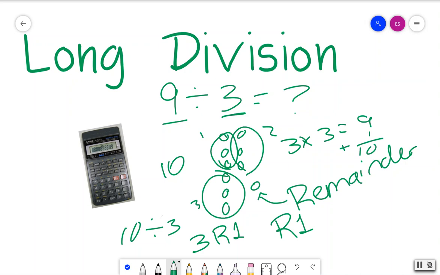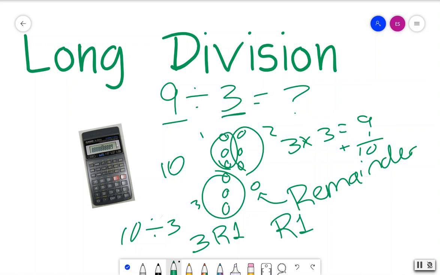So long division is basically that exact same process of figuring out how many times you can group a number together and what's left over. It's just a little bit easier when you do it in long division because you don't have to draw it out. And so you can use it to calculate much bigger and more complex numbers.